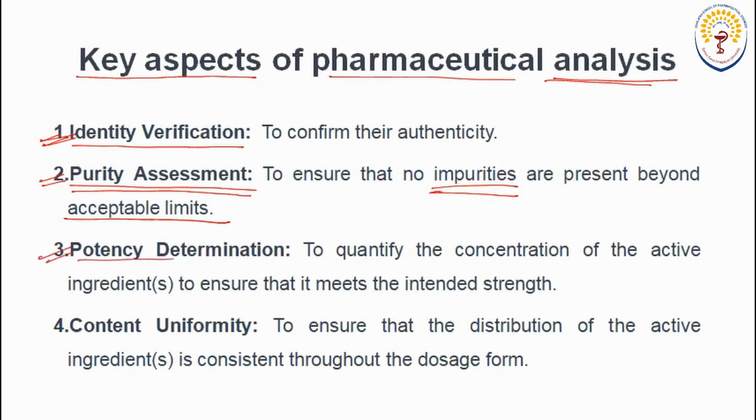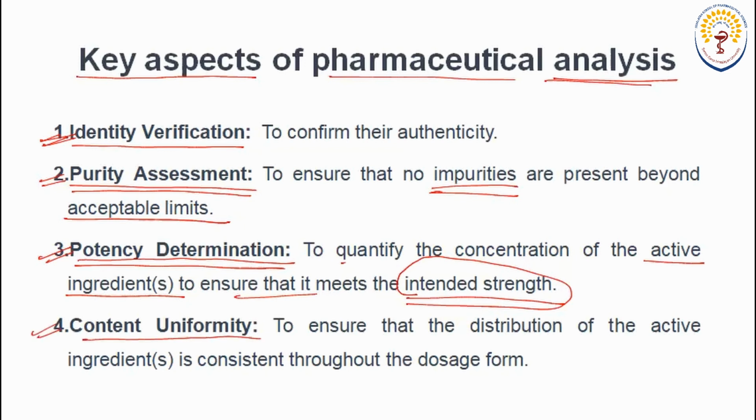Point number 3 is potency determination. During potency determination, we are checking whether our pharmaceutical product, or you can say our active ingredient, is in sufficient strength or not. It has to be in the intended strength, otherwise it will not be able to cure the disease. So it becomes important for us to check whether our ingredient is in the intended strength or not. That is known as potency determination.